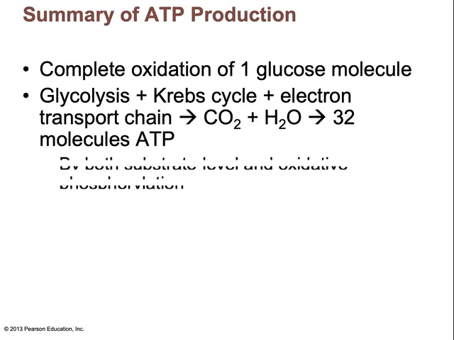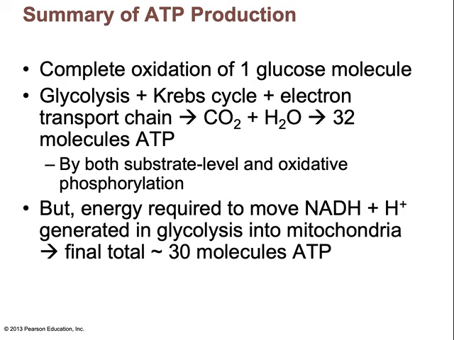Okay. Complete oxidation of one glucose molecule from glycolysis to Krebs cycle to electron transport chain is going to give us CO2 and water and 38 ATP. I know it says 32 there, by both substrate level and oxidative phosphorylation. The energy required to move NADH and protons generated in glycolysis into the mitochondria brings the total down to around 30, but the total is in debate.